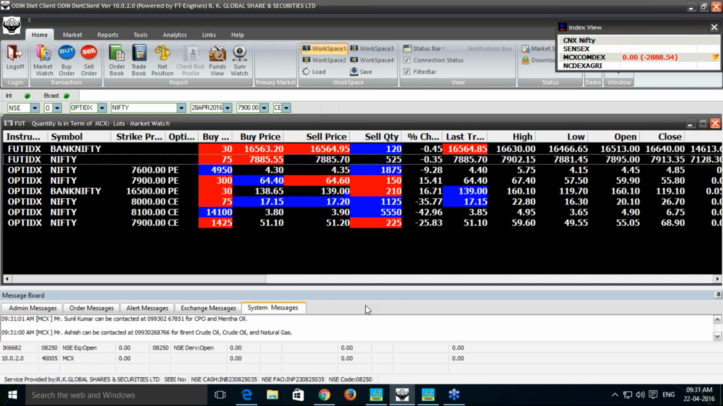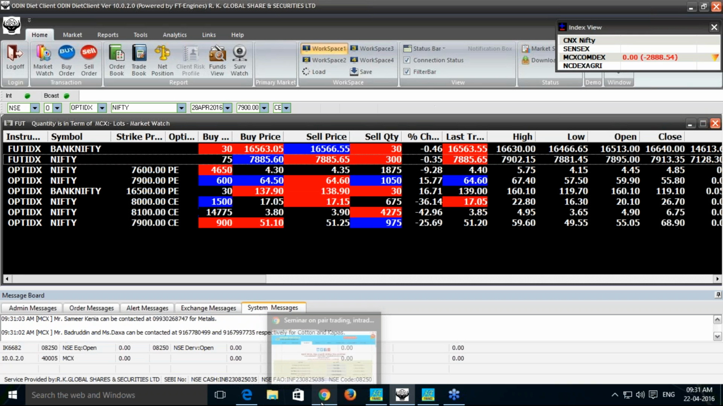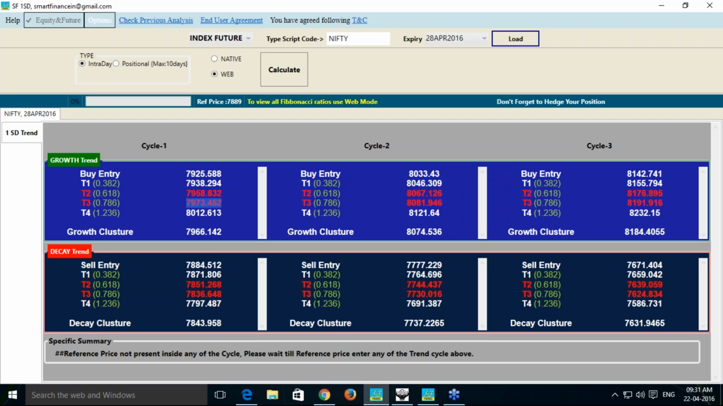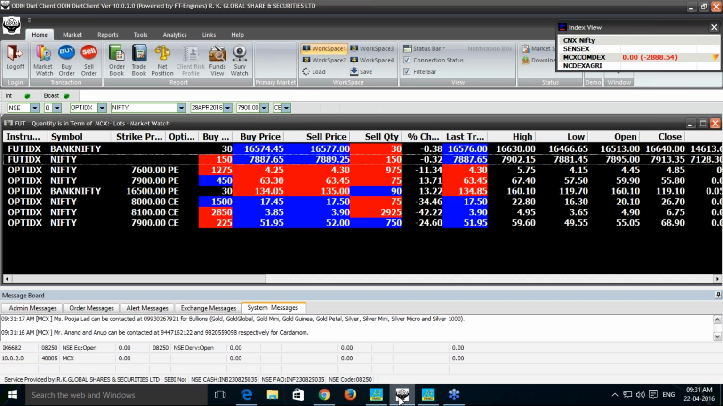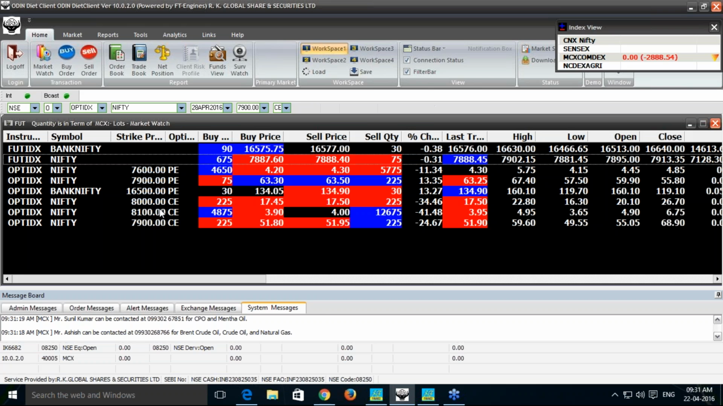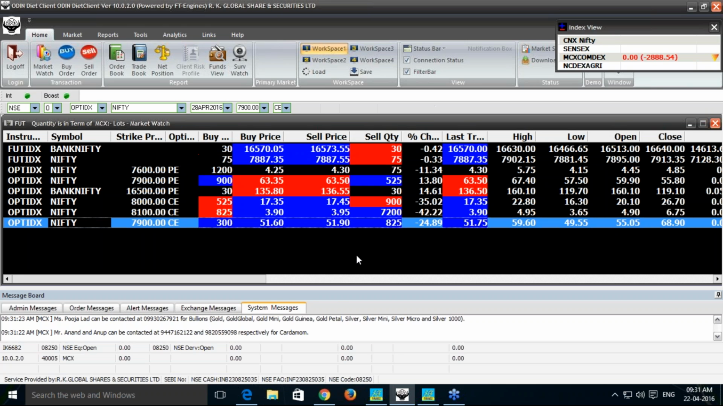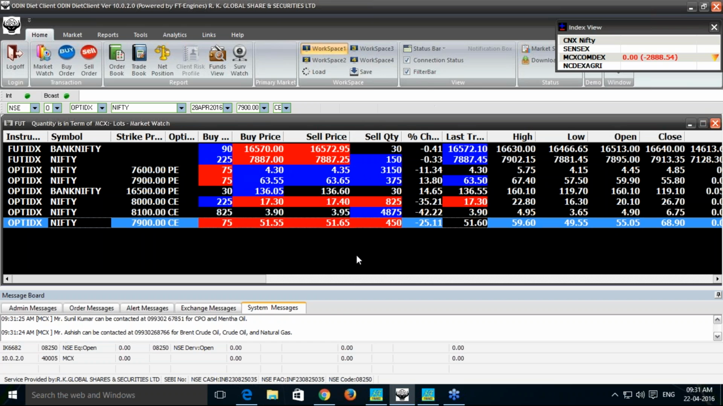So you are just 1 point above this downtrend, and you can think of selling Nifty now because the downtrend breakout was already given in the morning. We are just waiting for some time. If you are selling the Nifty, then you must hedge it with the 7,900 call option, which is 51 rupees 60 paisa now.